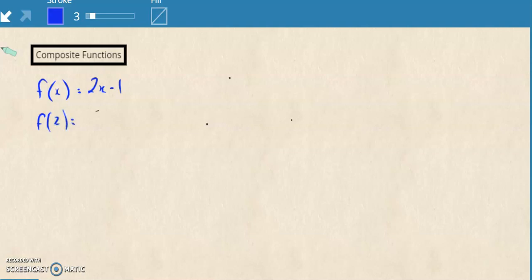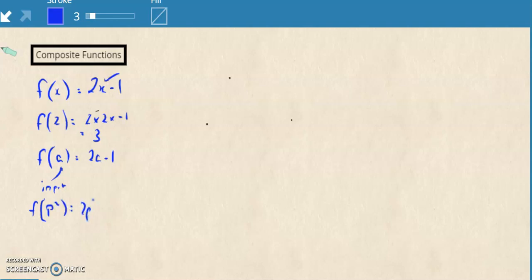If this is my function and I give it an input value of 2, then I simply need to multiply 2 by 2, subtract 1, get 3. If I input a, then I would get 2a minus 1. Whatever I put in here as my input is subject to this treatment in my function. So if I put in f of p squared, then x becomes p squared.